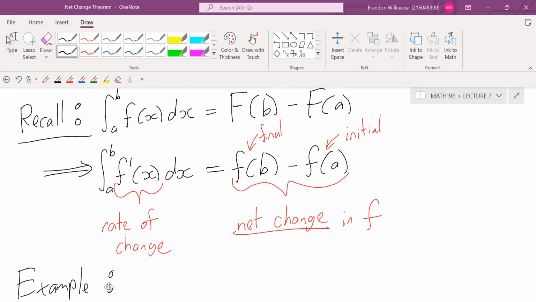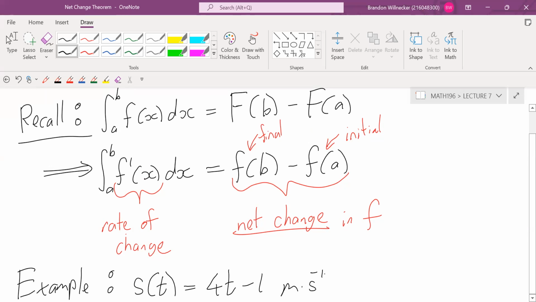Let's say we are measuring a child running a race or something, and we know that the speed is equal to 4t minus 1 meters per second. That's their speed. Now, what we want to know is if that's the speed, then what is the distance that they covered? This is a rate of change problem because we know the speed, that is the left-hand side of this formula. We want to know the total distance covered, well, that's the right-hand side of this formula.